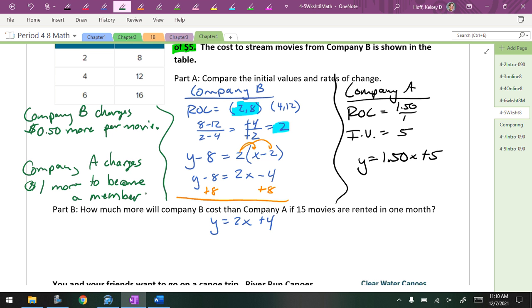Okay? Part B then says, how much more will Company B cost than Company A if 15 movies are rented in 1 month? How am I going to figure this out? What are you going to do to figure this out? Very good. Take both companies and replace x with 15 and tell me how much more Company B is going to charge you. On your own, plug in 15.